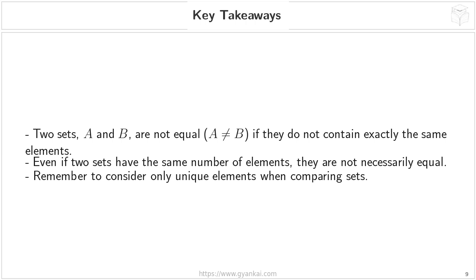Finally, and we touched on this with example 4, remember to consider only the unique elements when comparing sets. Sets don't allow for duplicates. So, if a set lists an element multiple times, we only count it once when determining equality. This is crucial to avoid misinterpreting the contents of a set. So, keep these 3 points in mind as you practice identifying equal and non-equal sets. This will help you avoid common pitfalls and build a solid understanding of set theory. Are there any questions about these key takeaways before we move on?